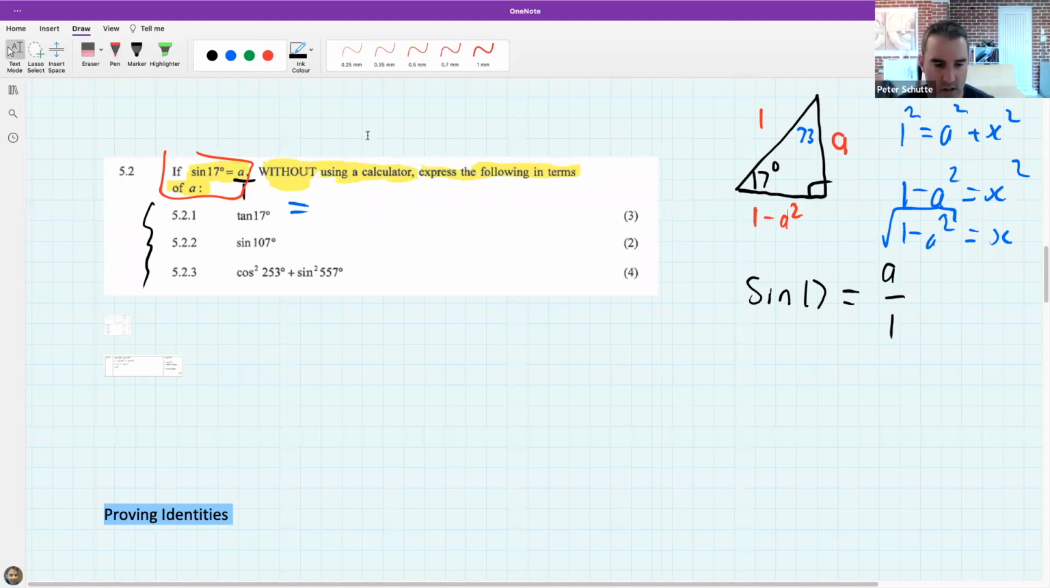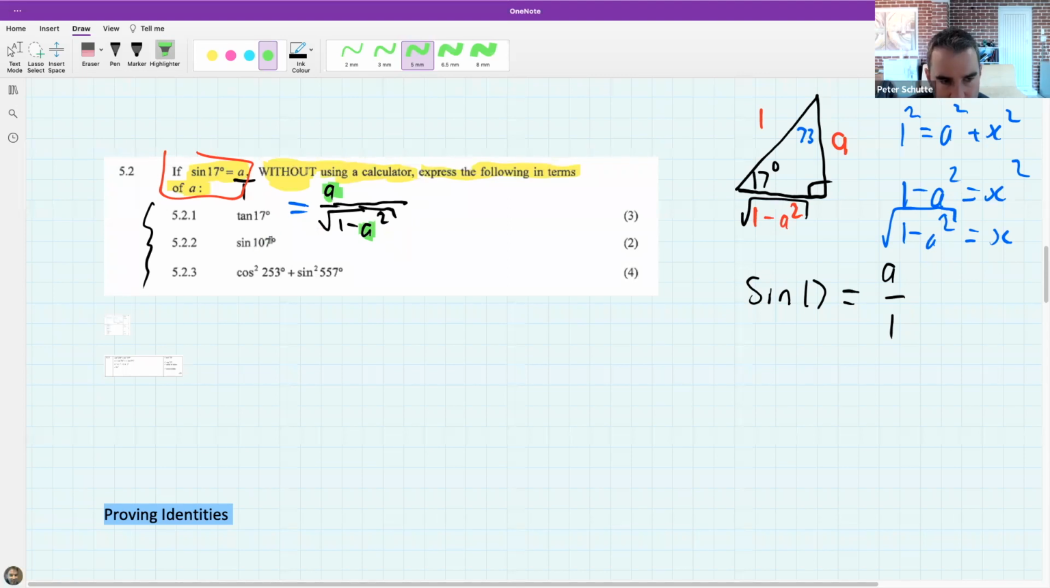So, Lesejo, how do we get tan of 17 now? I do believe that since tan is opposite over adjacent, then that means the opposite being A over the adjacent, which is the square root of 1 minus A squared. Yeah, that's exactly it. And that's what they mean by expressing in terms of A, because you've written it in terms of A, essentially.